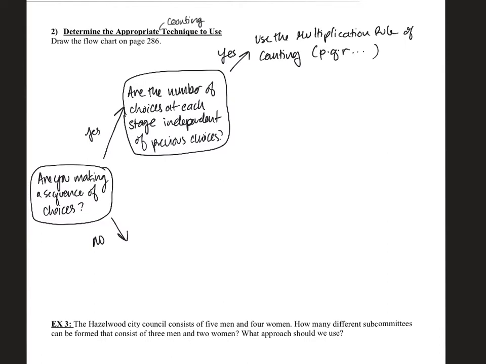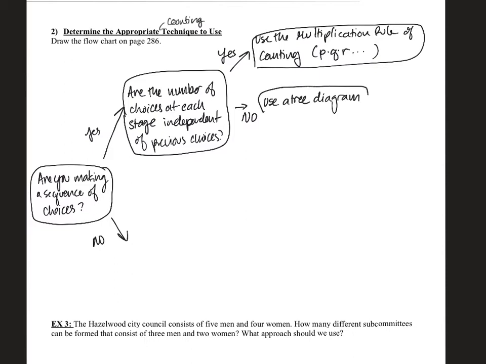However, if our answer is no, we'll use a tree diagram, which is a lot of work, but it can be done. Okay, so those are those options. Let's take a look at what would happen if we're not making a sequence of choices. So if we're not making a sequence of choices, we have a new question. Does the order of arrangements matter?